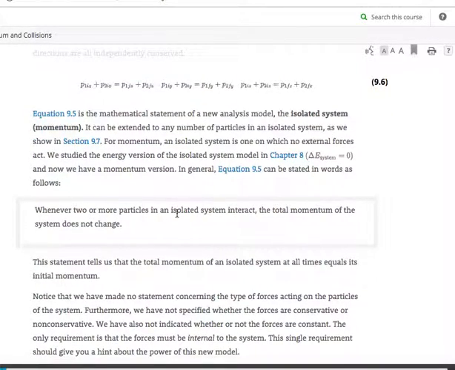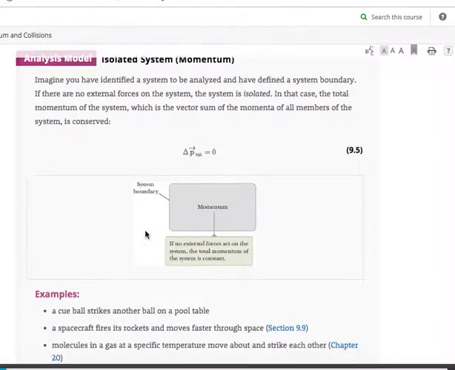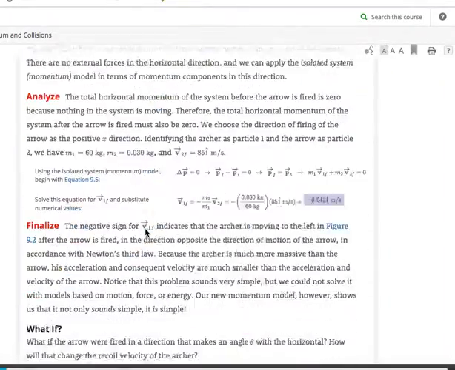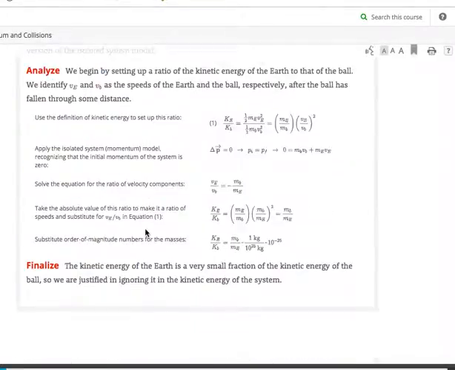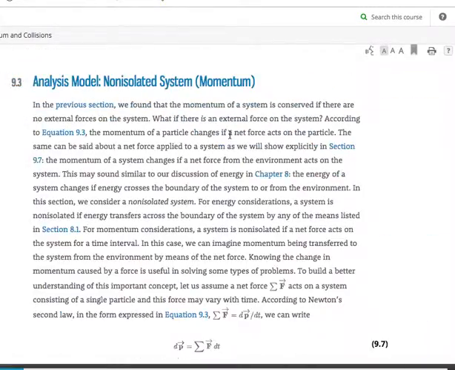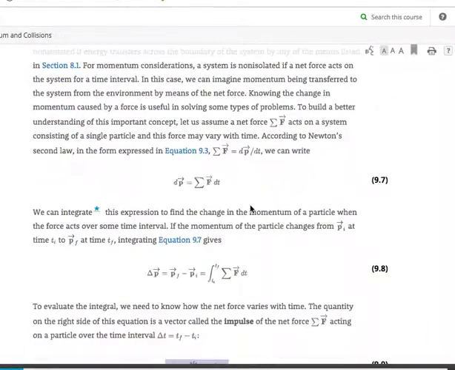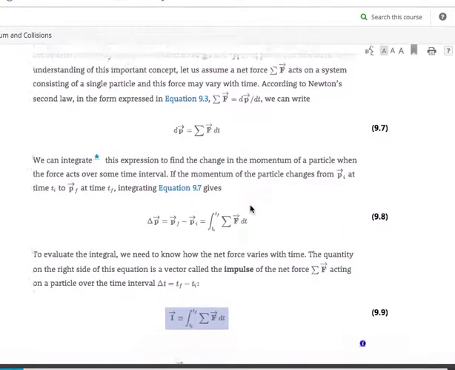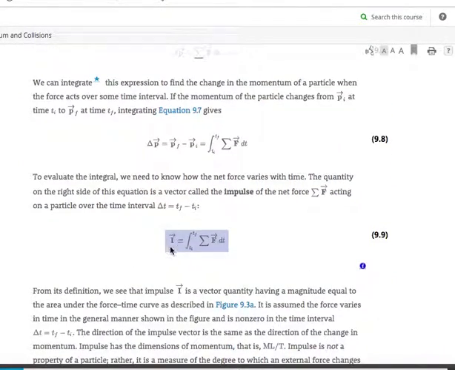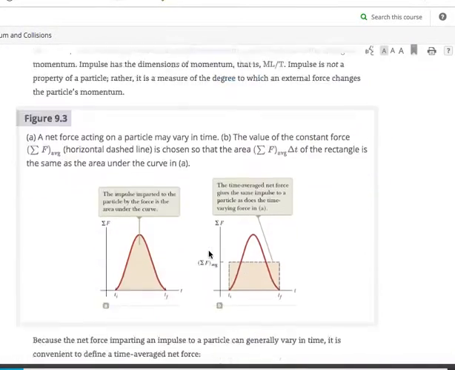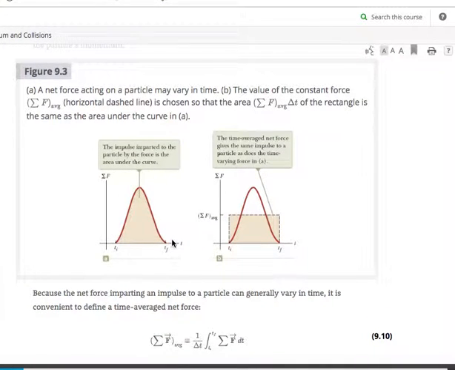And it's written here. Whenever two or more particles in an isolated system interact, the total momentum of the system does not change. It may be transferred from one object to the next, but it will not change overall. For something that is not isolated, if there is an external force acting on an object, then the change of momentum, which is the impulse, is the integral of F dt. Again, this is part of the impulse momentum theory. So if you have a force versus time graph, the impulse is the area under the curve. Or you could say the average force times time.